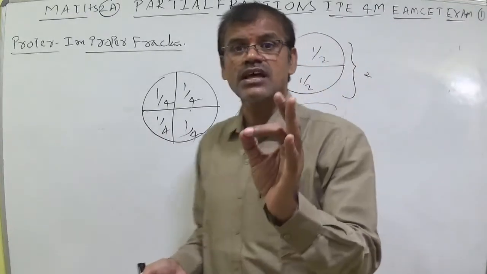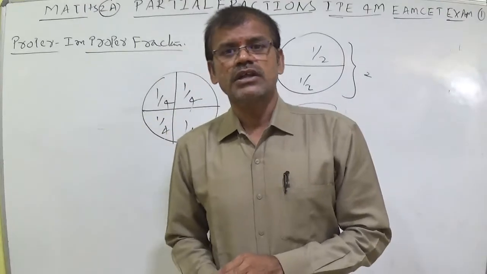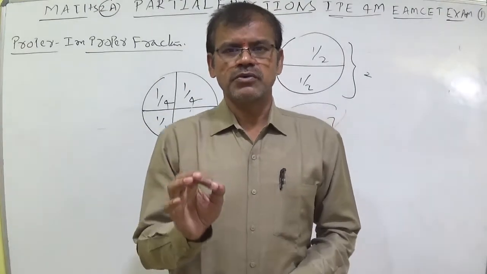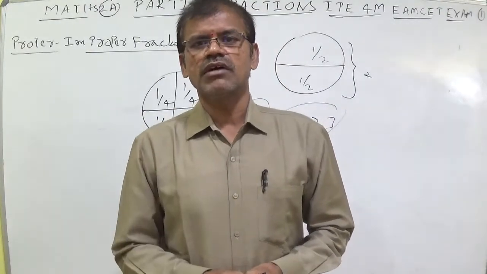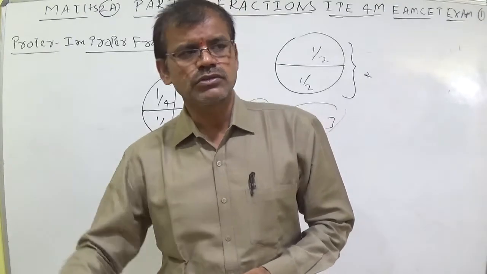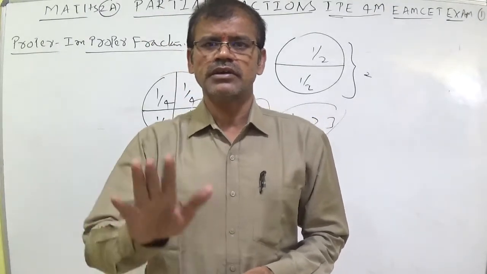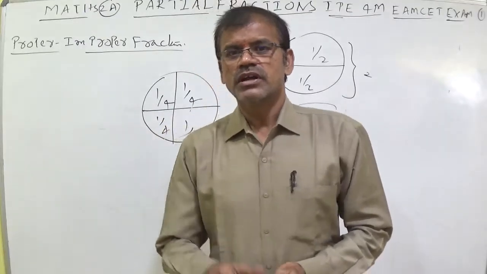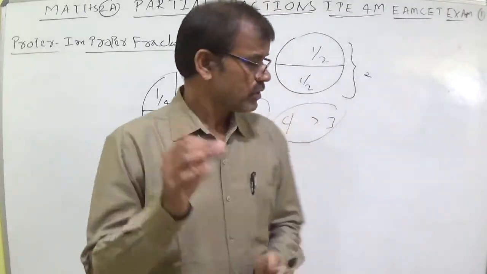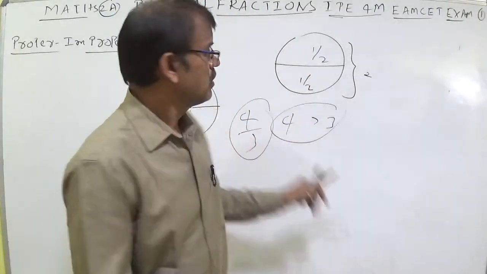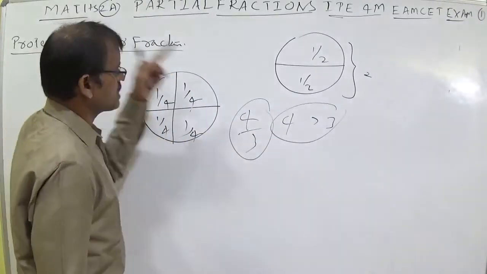Fraction means it is a rational number. What is a rational number? P by Q. The number which is in the form of P by Q, where Q is not equal to 0, is called a rational number, like that, the definition we have already discussed. Depends upon the rational number, depends upon the rational fraction.